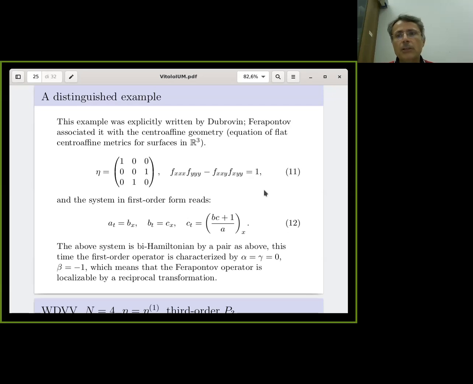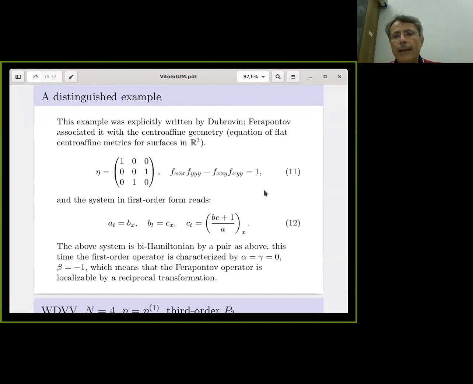Namely, this WDVV equation is also the equation of flat central affine matrix for surfaces in R3. Well, there is a book, which I think was never translated into English, on affine differential geometry. It is the geometry of GL-something, GLN.